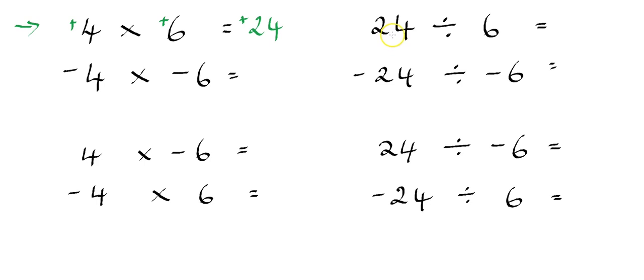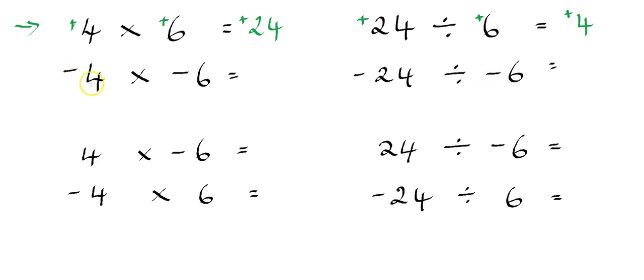The same applies to 24 divided by 6. These are both positive numbers. 24 and 6, they're all positives. And 24 divided by 6 we know is 4, and that also is a positive. So remember that. Positive times positive equals positive. Positive divided by positive equals positive.